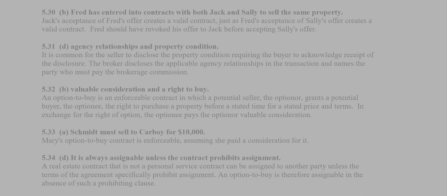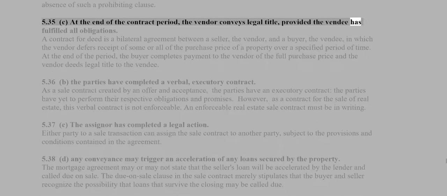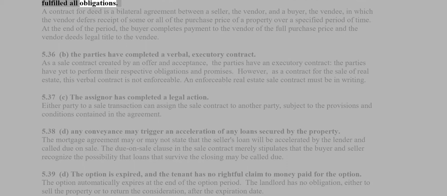5.35 C. At the end of the contract period, the vendor conveys legal title, provided the vendee has fulfilled all obligations. A contract for deed is a bilateral agreement between a seller, the vendor, and a buyer, the vendee, in which the vendor defers receipt of some or all of the purchase price of a property over a specified period of time. At the end of the period, the buyer completes payment to the vendor of the full purchase price and the vendor deeds legal title to the vendee.